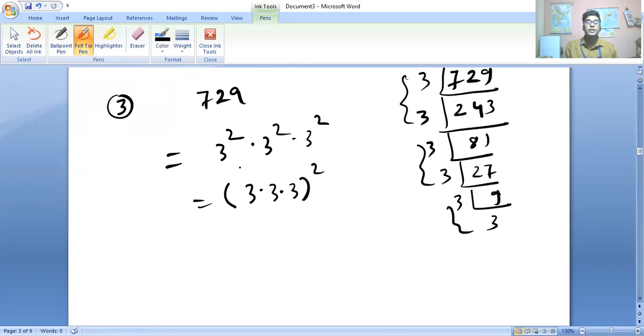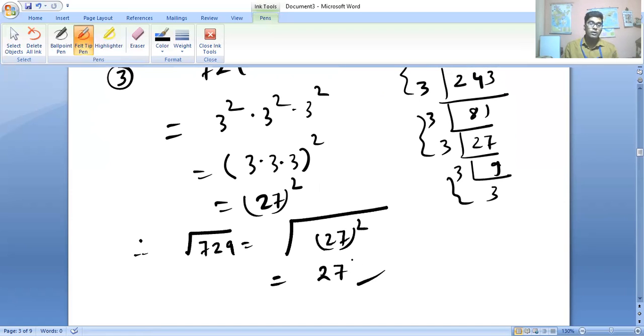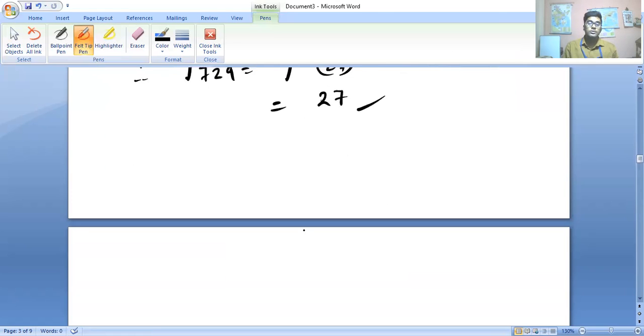What formula? I've already discussed. We have 3 square, 3 square, 3 square. So 3 into 3 into 3, and the power will be common. 3 times 3 is 9, 9 times 3 is 27. So this is 27 square. Therefore, square root 729, what can we write? Under root 27 square, because 729 is equal to 27 square. So since 27 square is under root, 27 will come out. Okay. Let us do the next one.